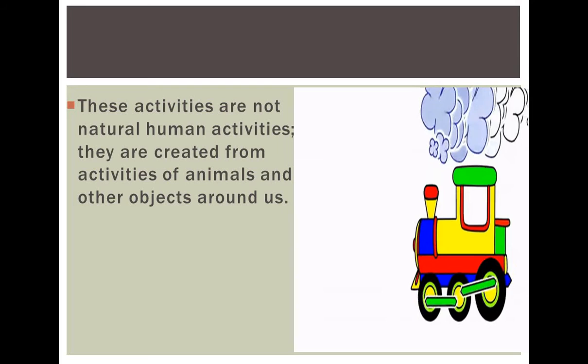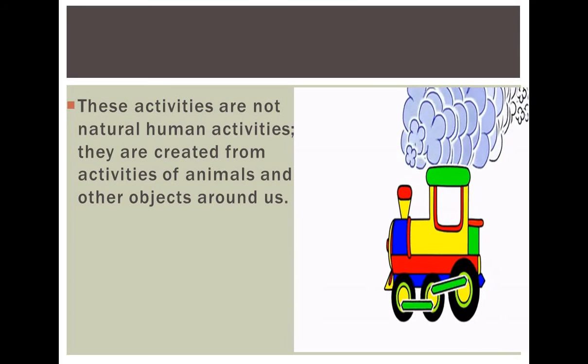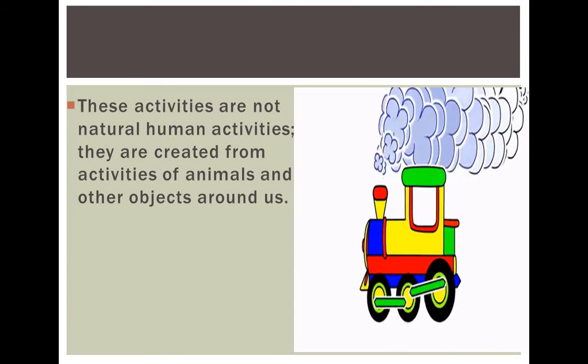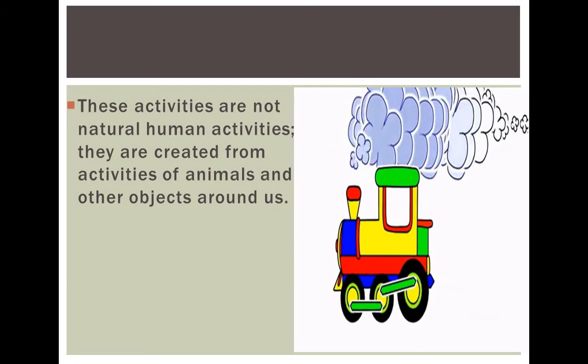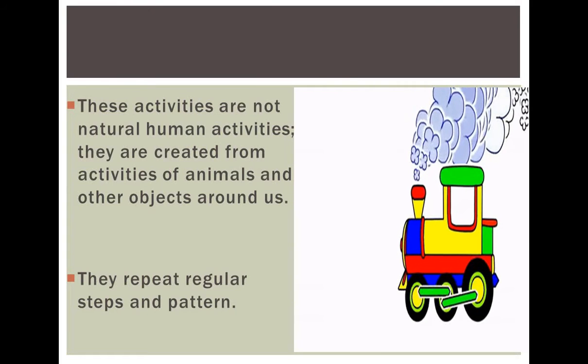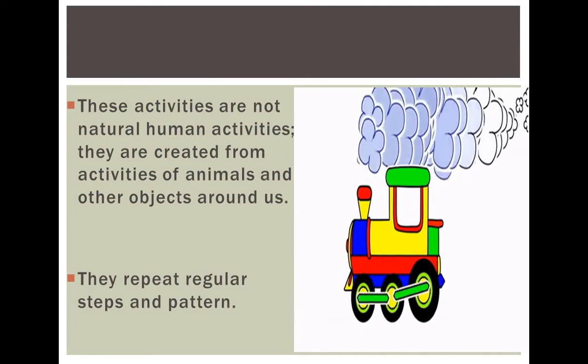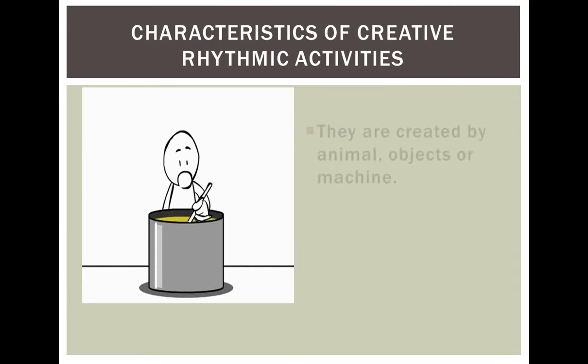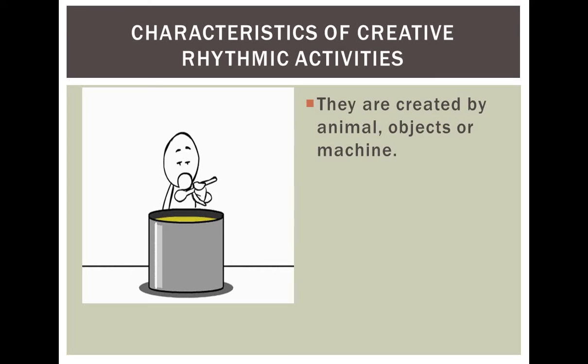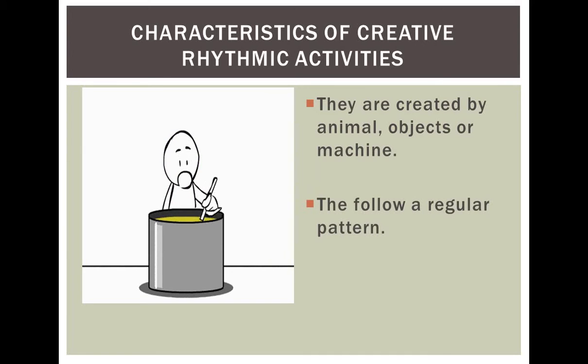Now, these activities are not made by God. They are not created by God. They are created by man. And these activities follow a regular repeated pattern. The characteristics of these activities are that, number one, they are created by animals, objects, or machines, and they are not created by God. The second one is that they follow a regular pattern.